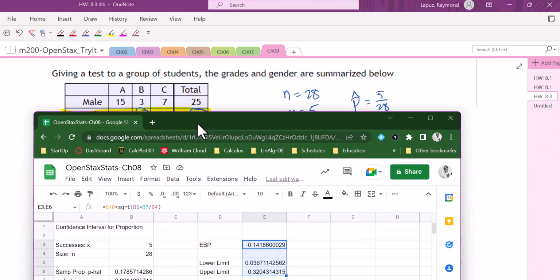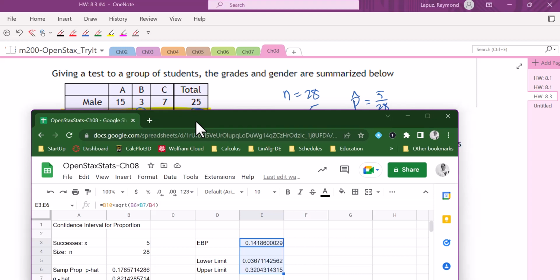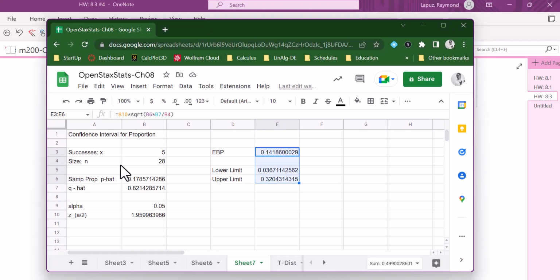And then if you want to do a totally new problem, say you wanted to find the males who got an A in this class, so that would be 15 out of 25. So I can just go here and change this to 15 and change the next number to 25, and then you can change your alpha as well. Then you can see these upper and lower limits automatically change.